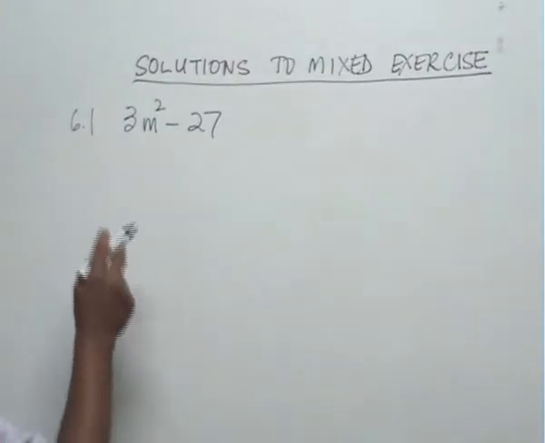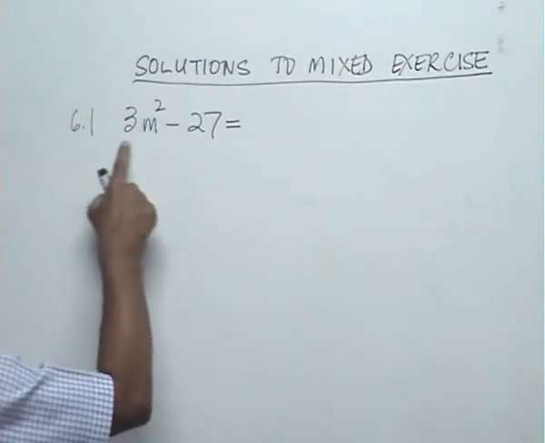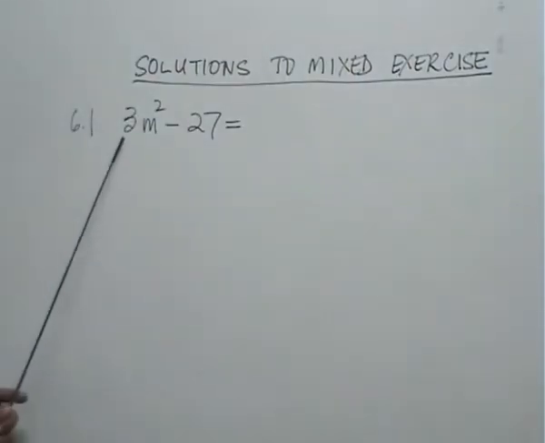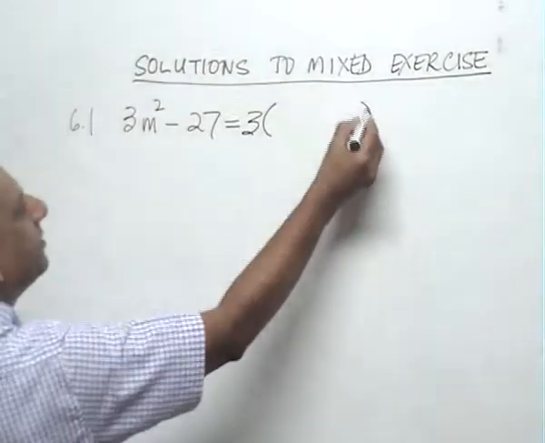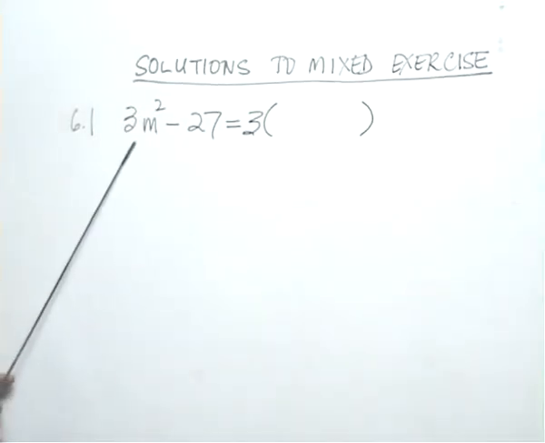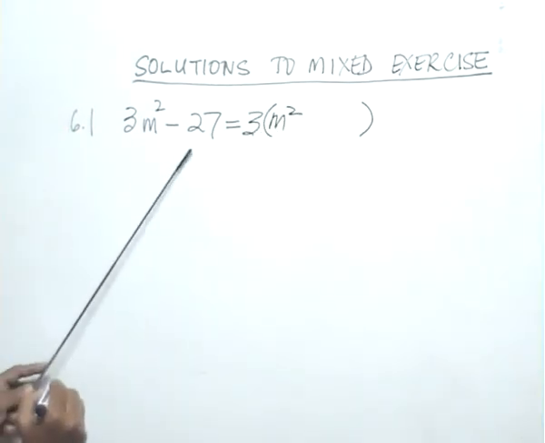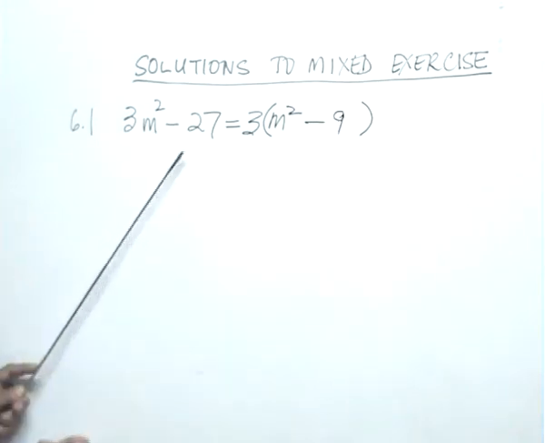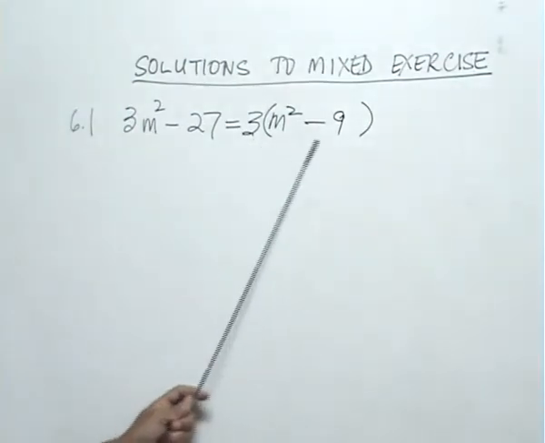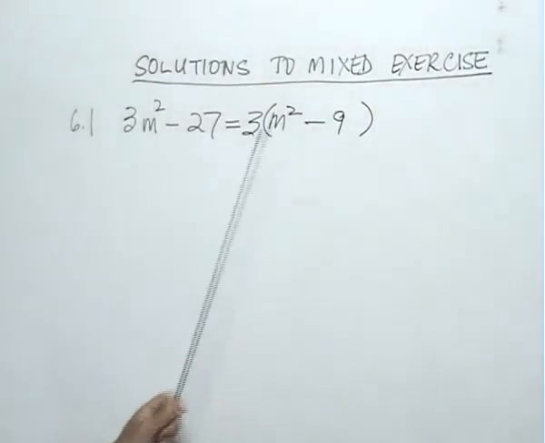When we look at 6.1, the first thing we've got to look for is a common factor. When we study it carefully, we find that 3 is a common factor. So we write down the common factor 3, and then we divide 3m squared by 3, and we're left with m squared. We divide minus 27 by 3, and we're left with minus 9. Then we look at our answer, and we find that inside the bracket we've got a difference of 2 squares. So we have to factorize inside the bracket now.